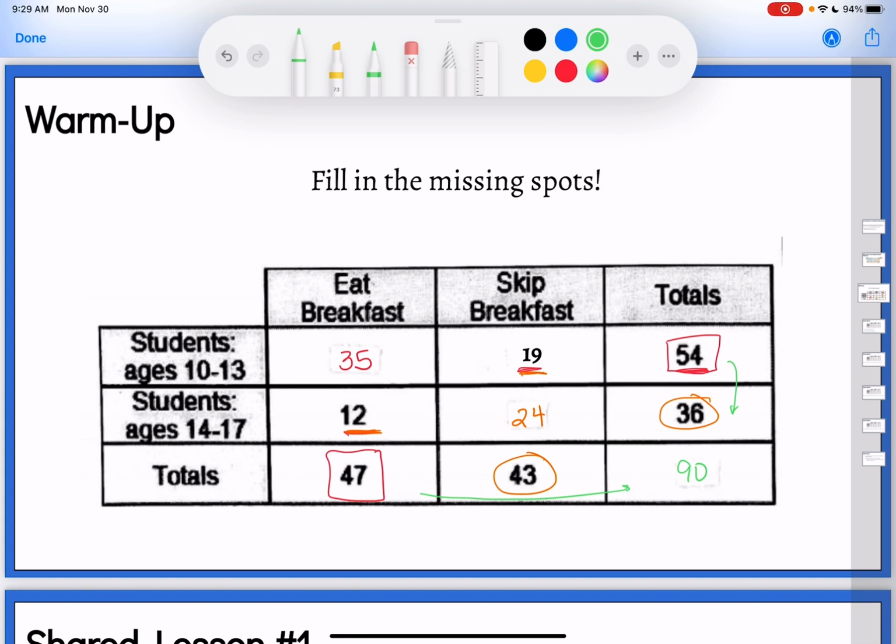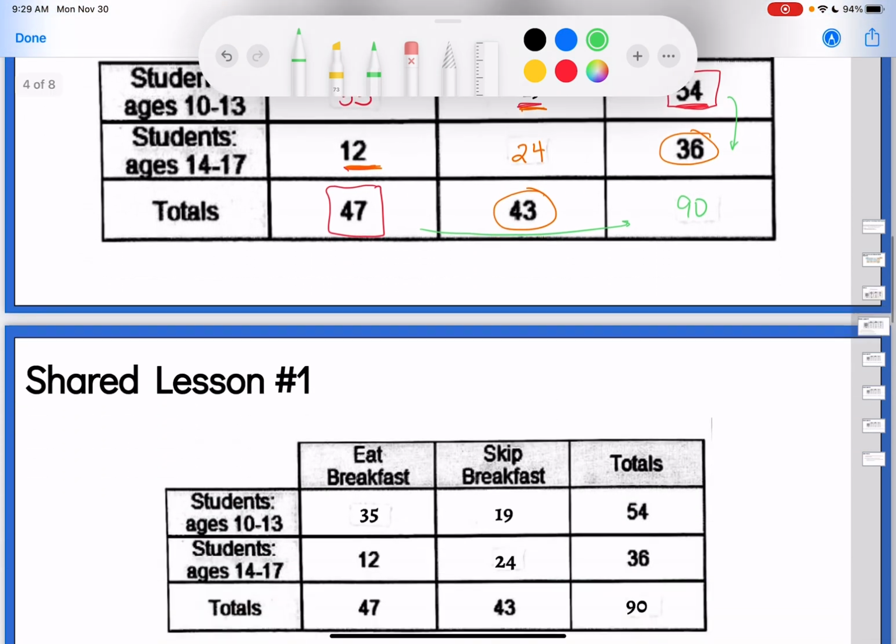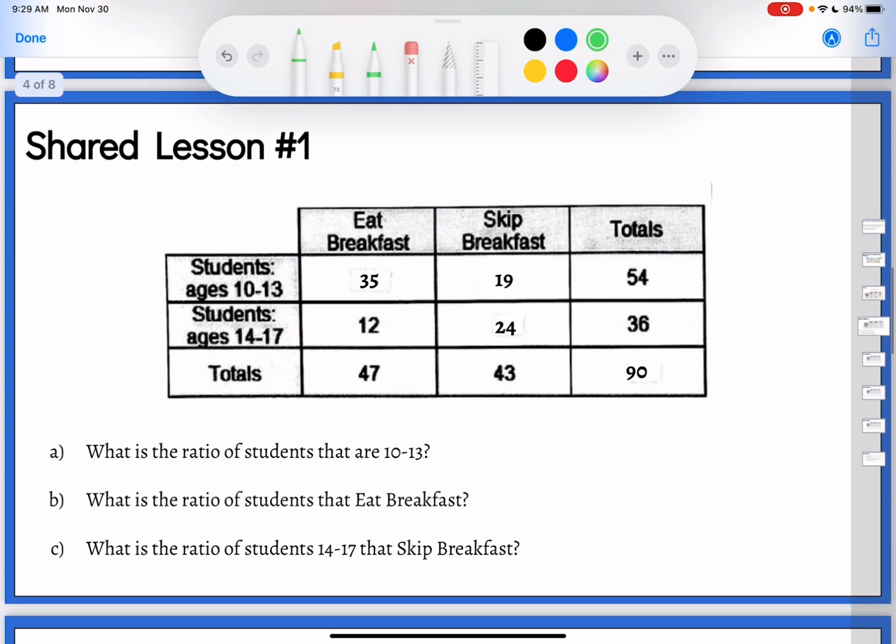Hopefully you start to get the habit of that. You kind of look for one where you're only missing one number, either in a row or a column, and then you work your way out from there, kind of like Sudoku for anybody who likes to play that game. I love it. All right, so here I have that completed table with the numbers we just figured out.